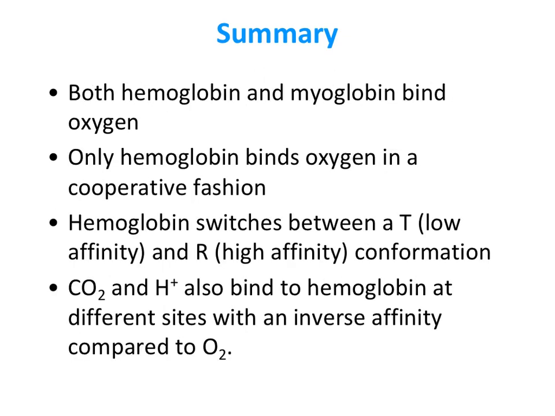Both hemoglobin and myoglobin bind oxygen, but only hemoglobin binds oxygen in a cooperative fashion, where it switches between a T state and an R state. The T state is the low affinity state, the R state is the high affinity state. It can also bind carbon dioxide and H plus at different sites, and it binds those with an inverse affinity compared to oxygen. And when CO2 and H plus bind hemoglobin, that stabilizes the T state and encourages release of oxygen. So that's going to happen in the tissues. And then there's also the BPG, which can regulate the affinity of hemoglobin for oxygen as well.